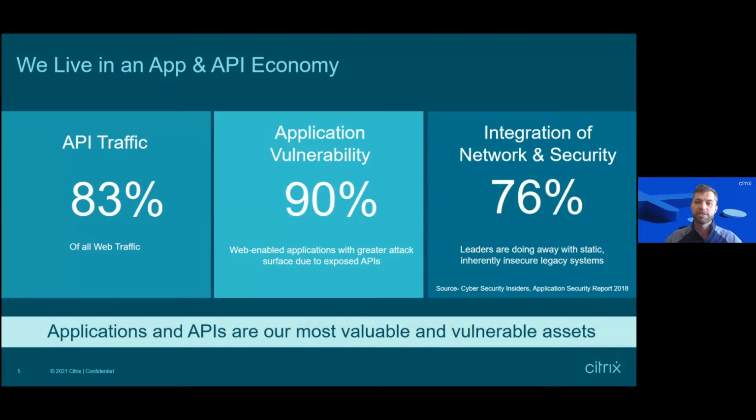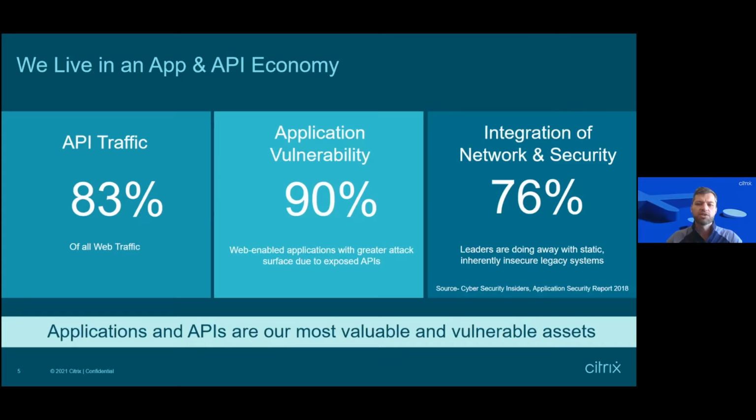Application experience is the new currency, as I said, and applications and APIs have become the greatest asset of many organizations today. It's really safe to say that we live in an application and API economy. In 2020, Citrix found that the use of APIs has grown exponentially, as a key part of many organizations' digital transformation efforts.